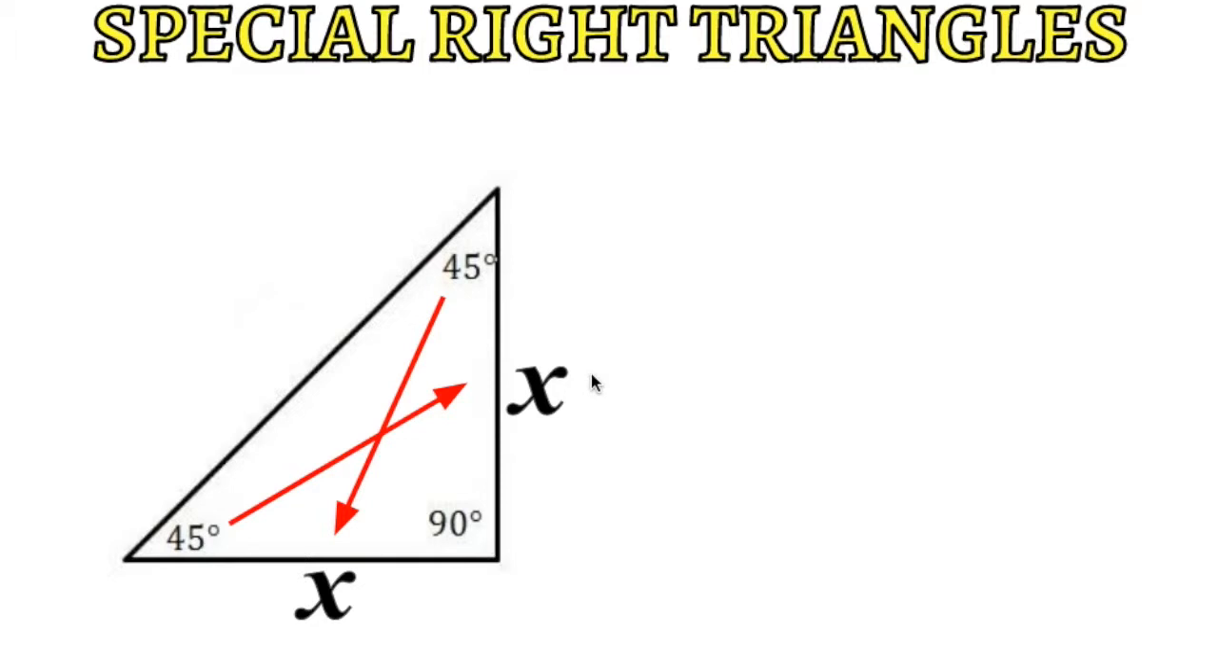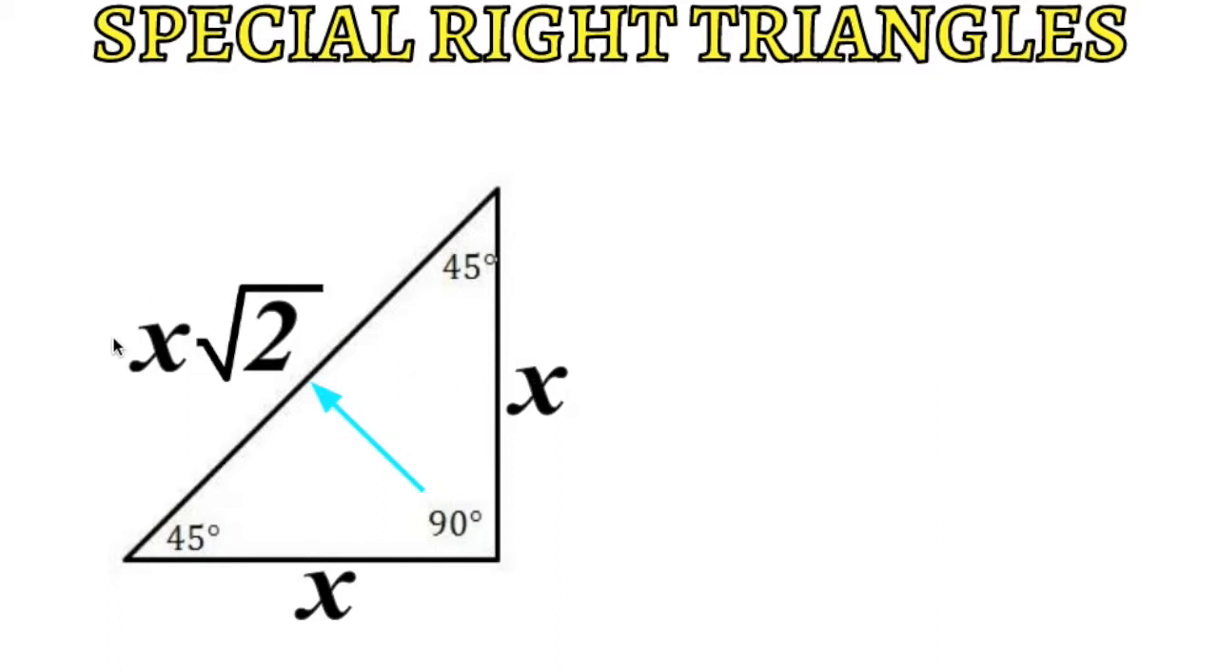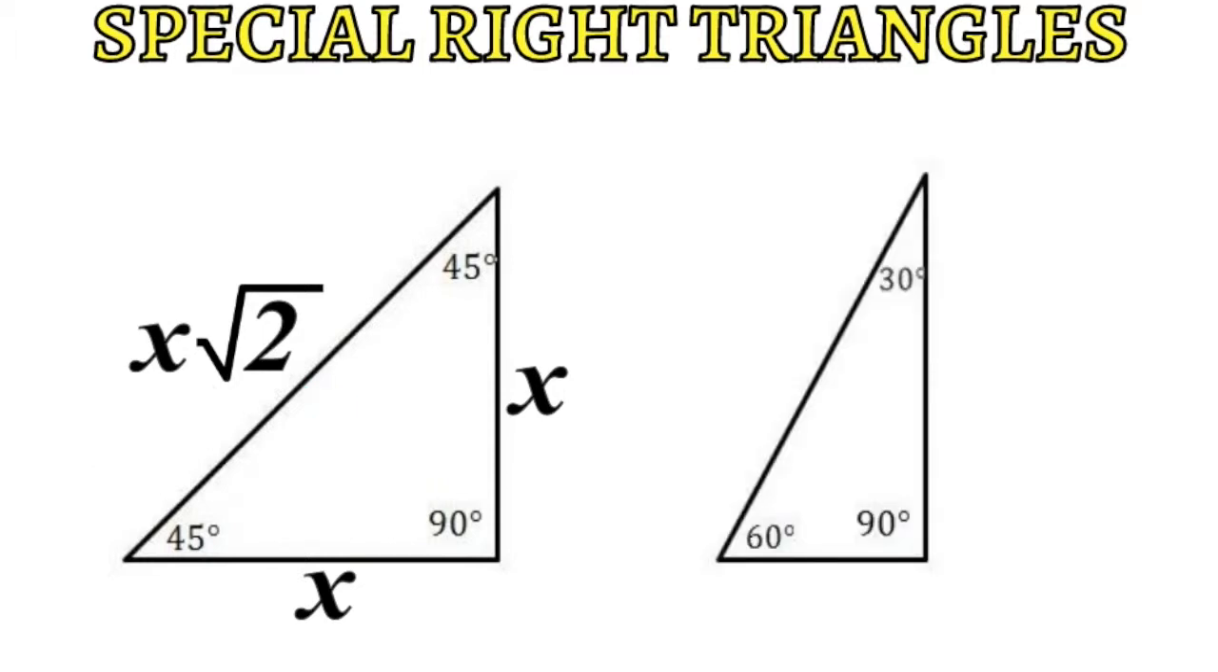Okay? And then that third side opposite the 90-degree angle, you could do the Pythagorean theorem, and every time, if you simplified the radical, you would just get that same number you started with times the square root of 2 after it. Okay? The next one that we talked about was the 30, 60, 90.